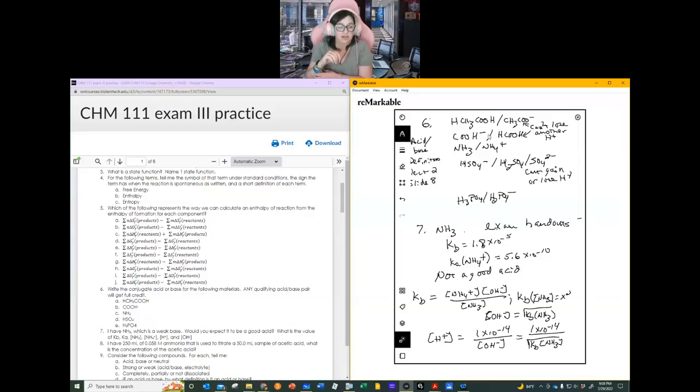CH3COOH does not have the ability to pick up a proton, so it can't act as a base. It has to act as an acid. When it acts as an acid, it has to donate H+. When it donates the H+, it becomes CH3COO-. Okay, so that's the one that we're talking about with that. So that guy right there.